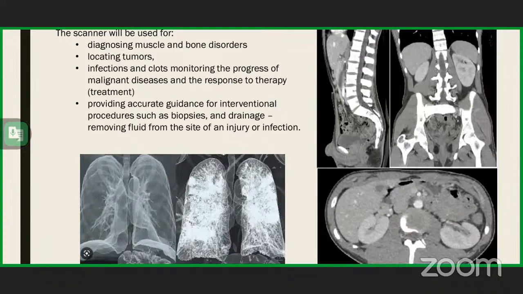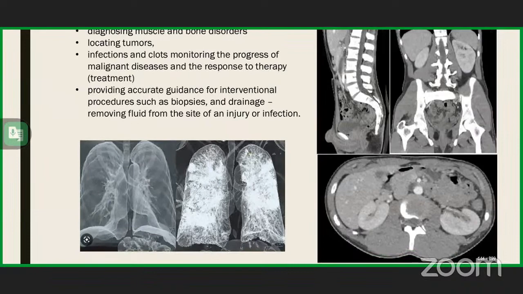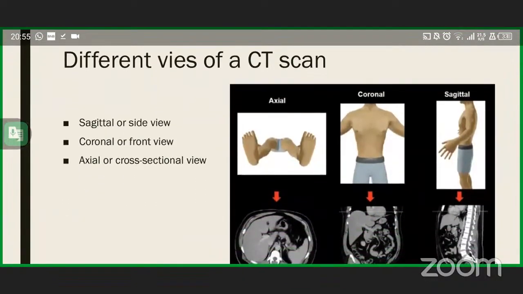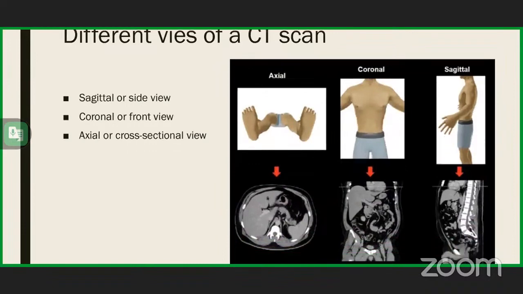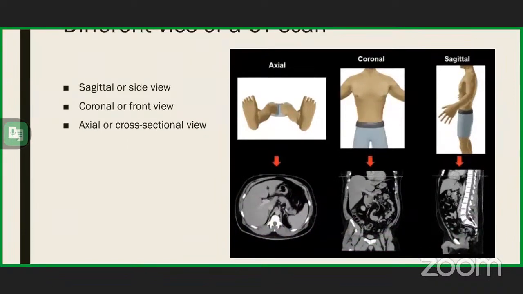Some extra images to consider, some 3D or full HD reconstructions from lungs with COVID-19, abdomen, the AP and cross-sectional, well, different views. We have different views of a CT scan. We have the sagittal or side view, the coronal or frontal view, and the axial or cross-sectional view. And then you have how it looks in the scan, the body position and the picture.